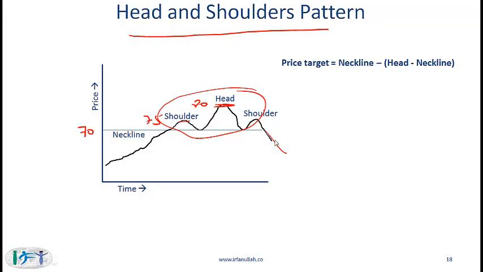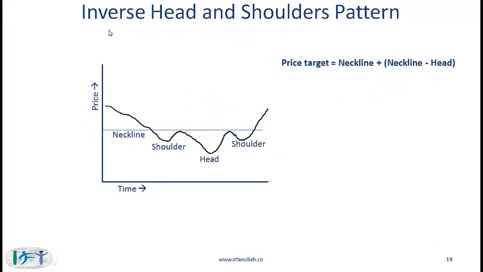So we can actually predict the target price using this formula. The price target is the neckline, which is 70, minus the difference between the head and the neckline. The difference between the head and the neckline is equal to 10. That's 80 minus 70. So the target price here will be 60. The inverse head and shoulders pattern is essentially a mirror image of what you saw, and here the target price is simply the neckline plus the neck minus head.